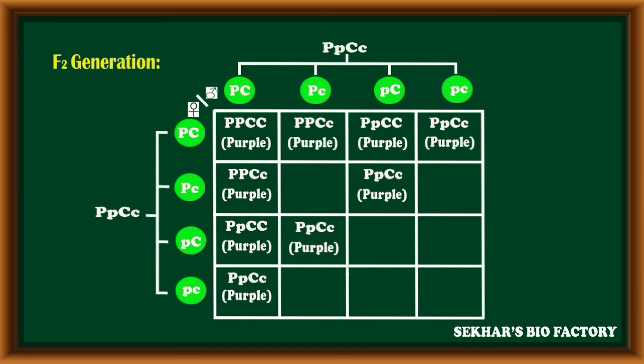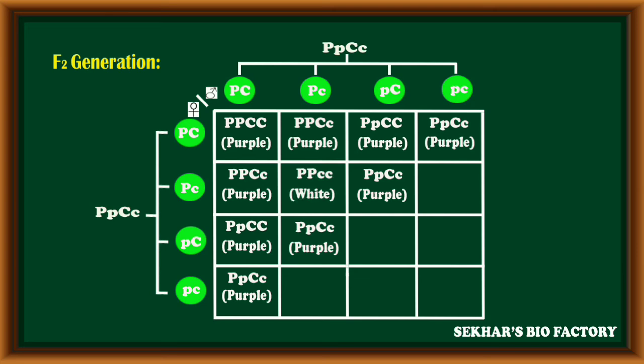The last combination, capital P, capital C, small c. Here also anthocyanin pigments are synthesized in petals so that the petal color becomes purple. So in this way, totally 9 individuals are produced with purple color flowers.